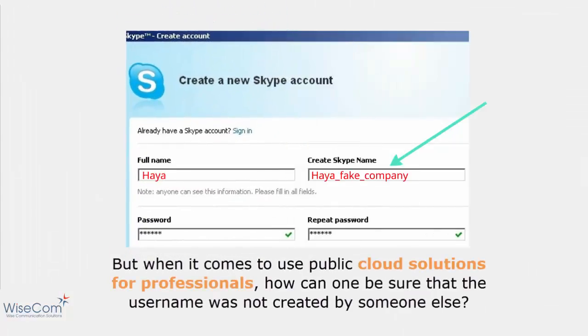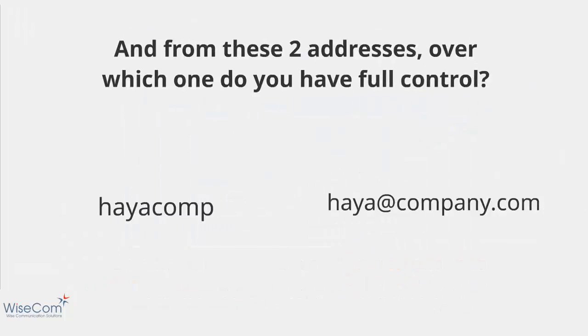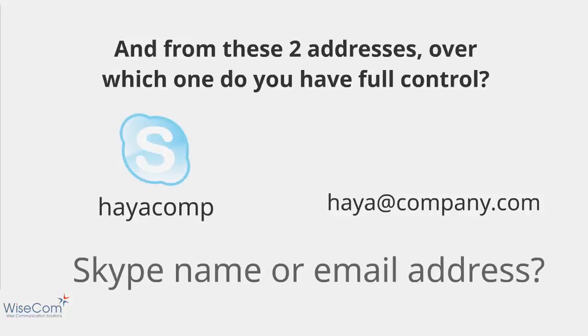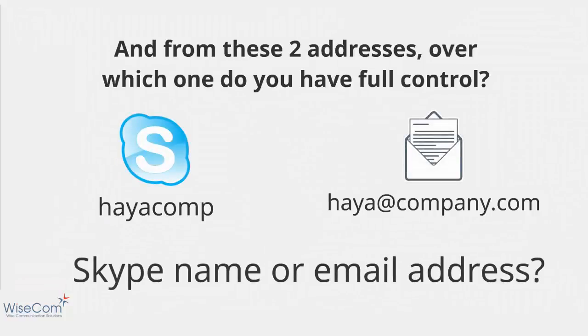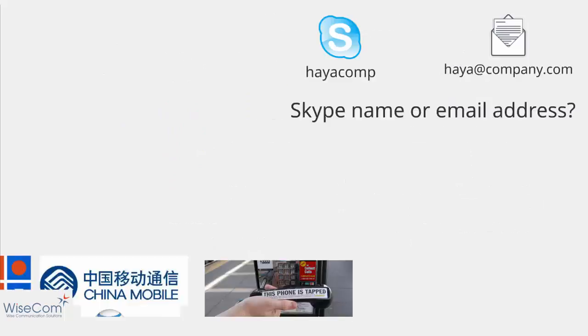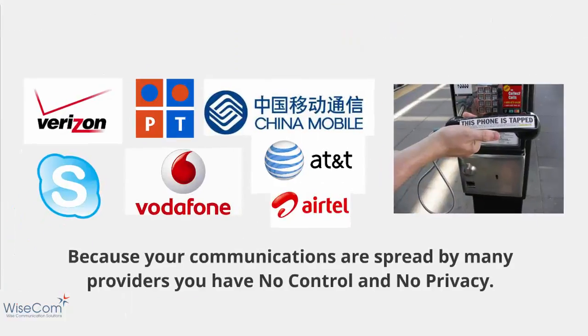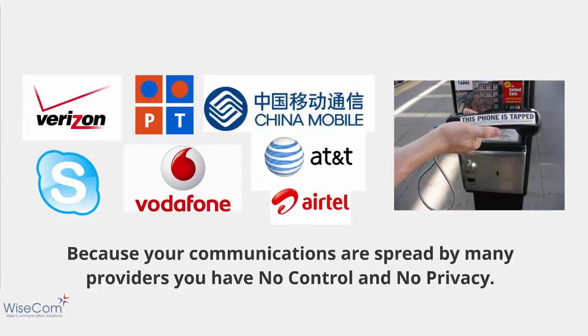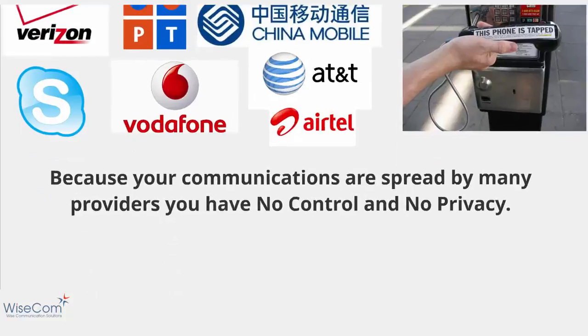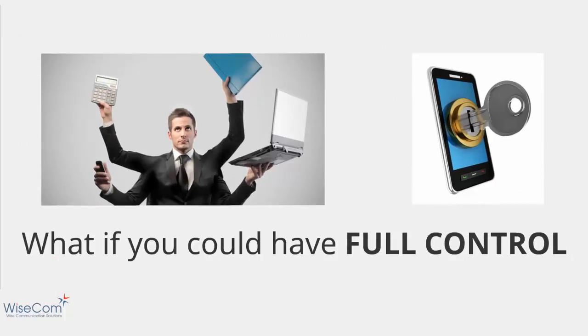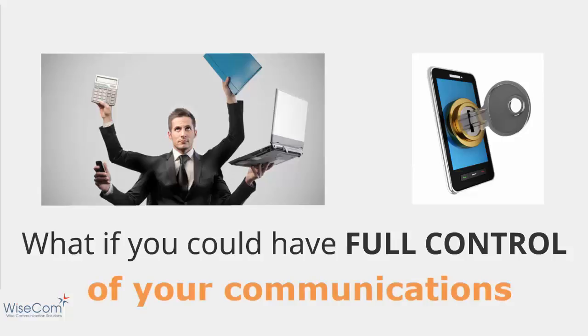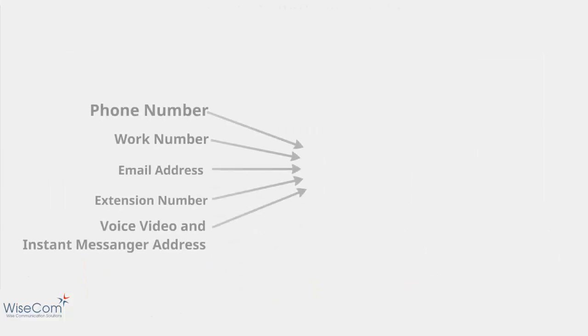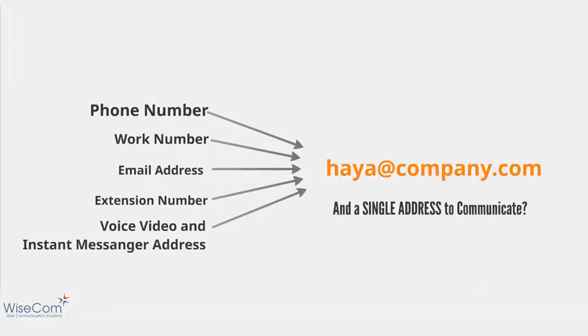But when it comes to using public cloud solutions, for professionals, how can one be sure that the username was not created by someone else? And from these two addresses, over which one do you have full control? Because your communications are spread by many providers, you have no control and no privacy. What if you could have full control of your communications, and a single address to communicate?